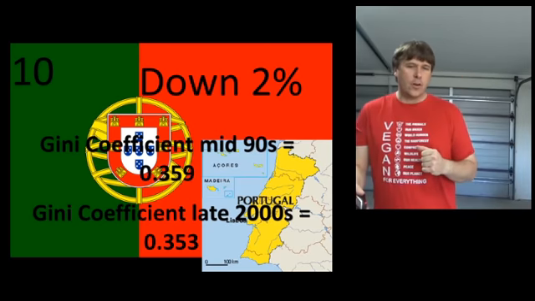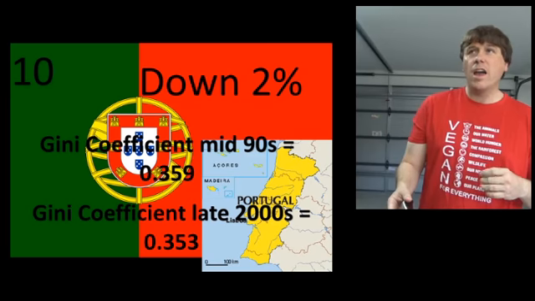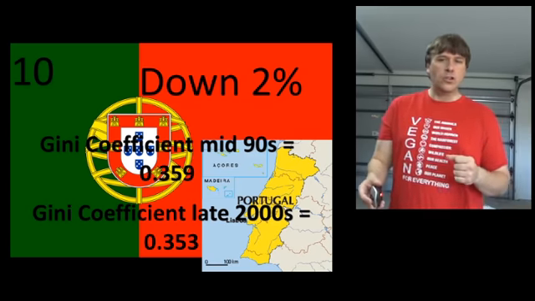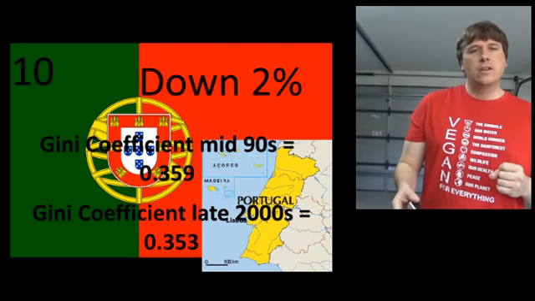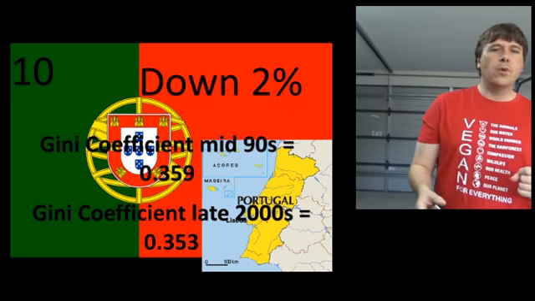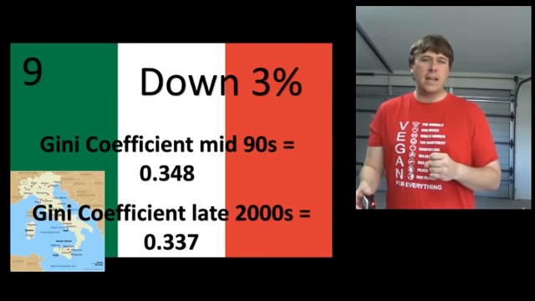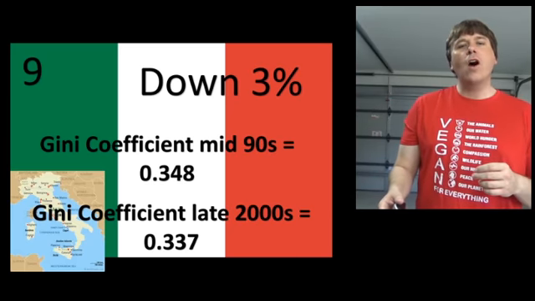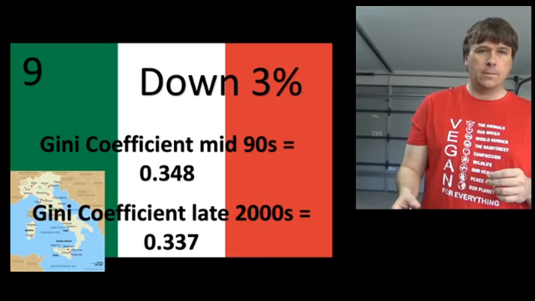Okay, let's start off on a positive note and look at the countries where income inequality is getting smaller. At number 10 we have Portugal. The Gini coefficient is down by 2%, from 0.359 in the mid-90s to 0.353 in the late 2000s. At number 9 we have Italy. The Gini coefficient has dropped by 3%, from 0.348 down to 0.337 in the late 2000s.